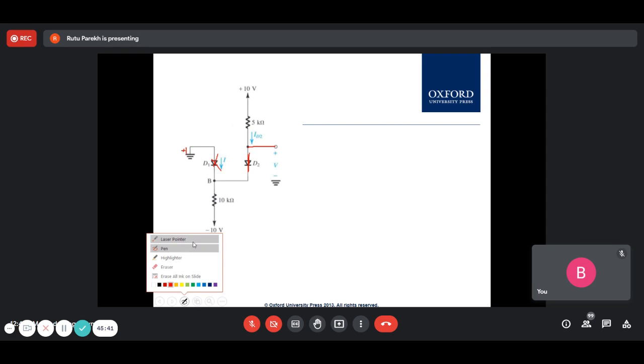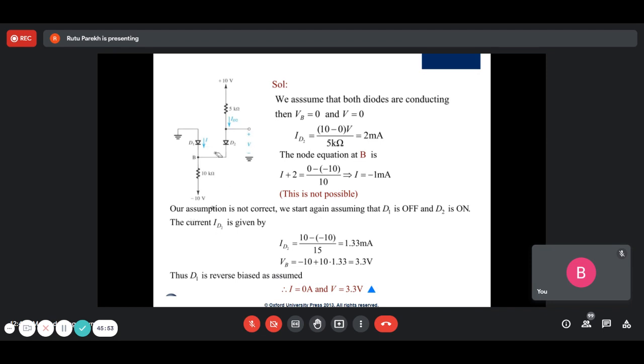So what we supposed here, okay, 1 minute. Now we suppose the other way. So this was not possible, and we'll assume that D1 is off and D2 is on. In that case, if D1 is off, then this segment is not there. The segment is cut, this is open. What you are left with is the 10 current flowing, ID2 is 10 minus minus 10 divided by this 5 plus 10. So ID2 is 1.33. This is already 0.